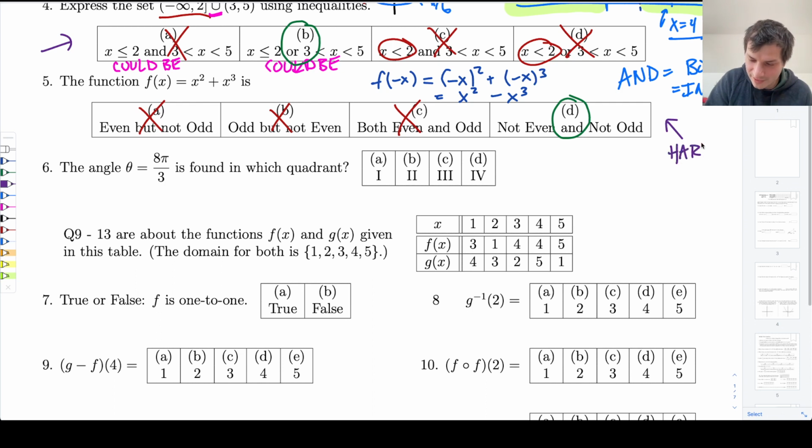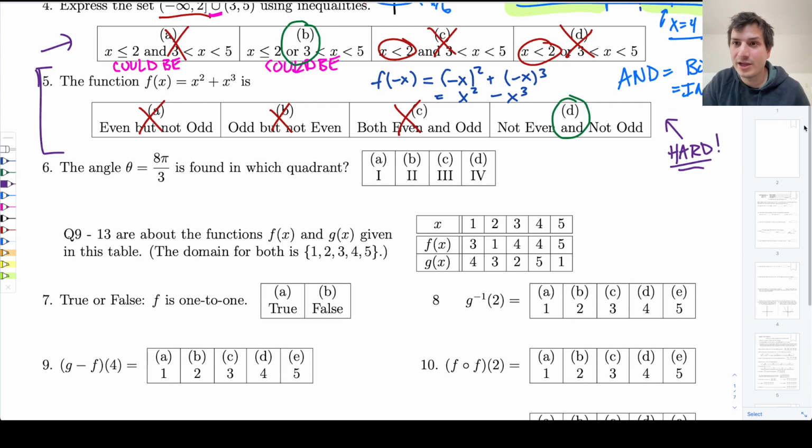There were some like this on the Mathematize, but maybe people saw x squared and x cubed and remembered from class that, oh, that's even and odd. And individually x squared is even, and individually x cubed is odd. When you add them together, it's not even and not odd. So question 5 was the hard one that most people got wrong.